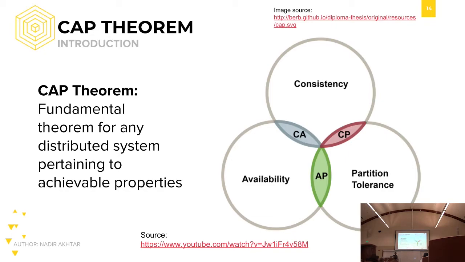The CAP theorem. As an implication of these properties, we see that systems can't achieve everything. We see that they have to make some compromises in order to do some other things. And the CAP theorem describes these compromises. It describes a fundamental theorem for any distributed system pertaining to the properties that it can and can't achieve.